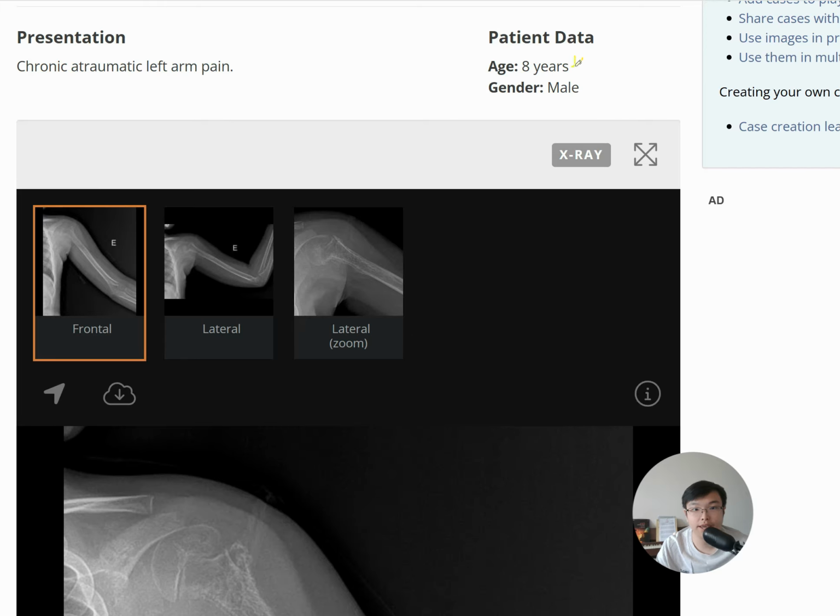As you can see, the age is really important. This is a skeletally immature patient, which is relatively young, below 10 years old. So this is a first important clue. Another important clue is that the symptom is chronic without any previous trauma. Sometimes the traumatic event may not be remembered by patients, especially very young patients.